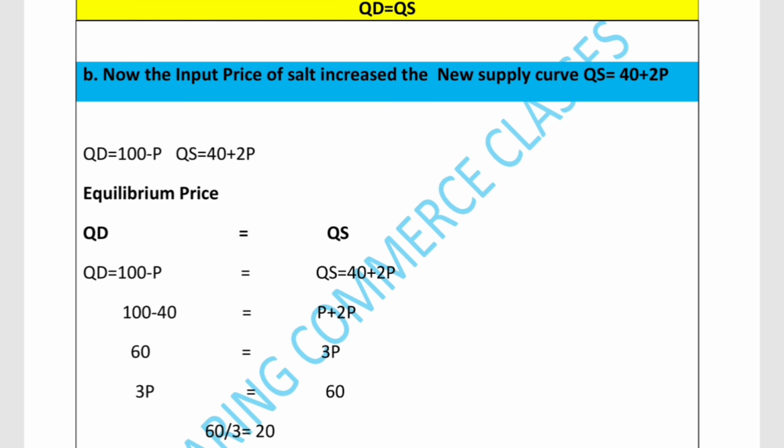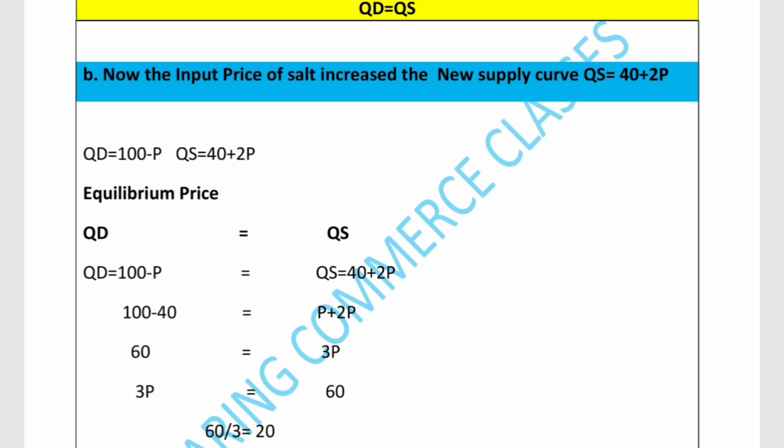Write down what is given: QD is equal to 100 minus P and QS is equal to 40 plus 2P. Why we have taken QS is equal to 40 plus 2P is because in the sub question they have given the new supply curve 40 plus 2P. But the quantity demand is unchanged, that is QD is equal to 100 minus P only, while the quantity supplied is 40 plus 2P because of the increase in the input price of producing the salt.